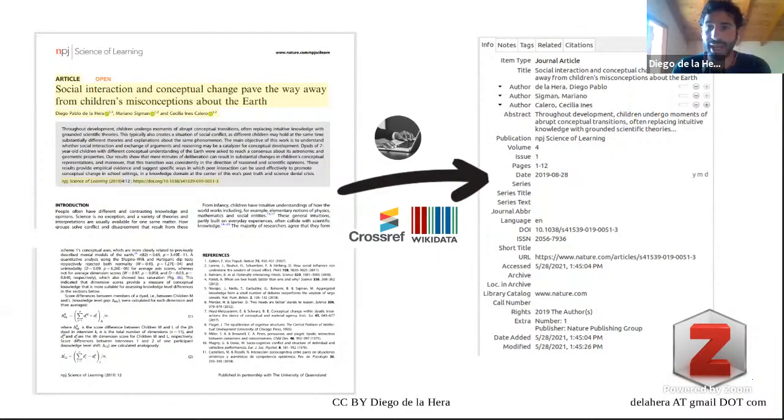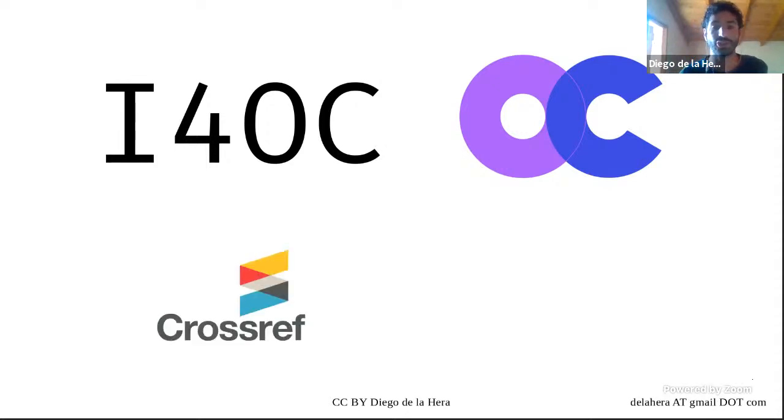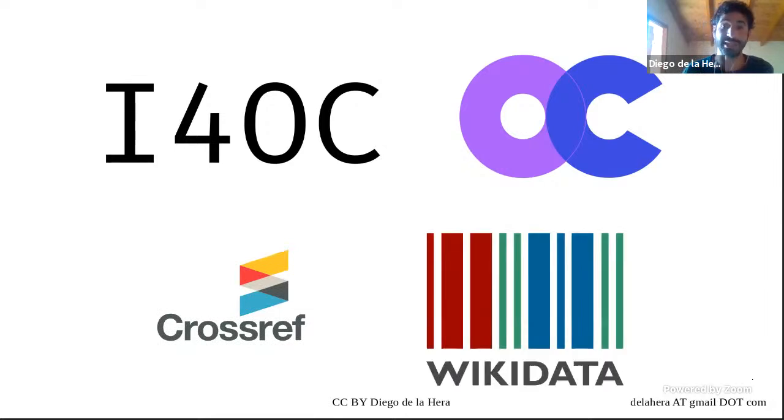Now there is a special kind of metadata, which are the references. The references down here are a special kind of metadata again, and thanks to some movements and projects such as the Initiative for Open Citations or the Open Citations project, this metadata, the references, that is information about which other sources a given source cites, is already available in repositories such as Crossref or Wikidata.